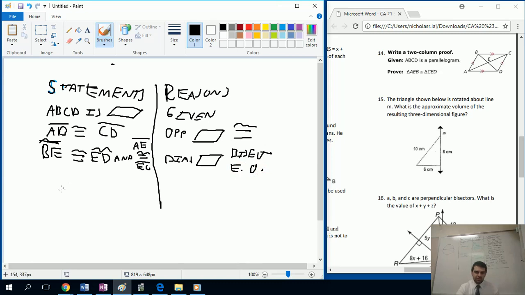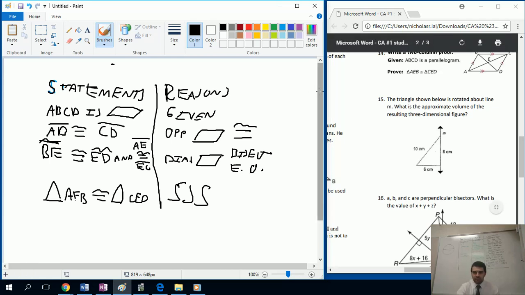And so triangle AEB is going to be congruent to triangle CED because of the side-side-side theorem. So looking at our parallelogram right here, AEB, this side is congruent to that side, this side is congruent to this side, and this side is congruent to that side. So all the sides of the triangle are the same, so the triangles are congruent. All right, let's move on.